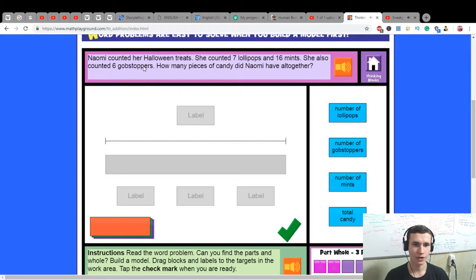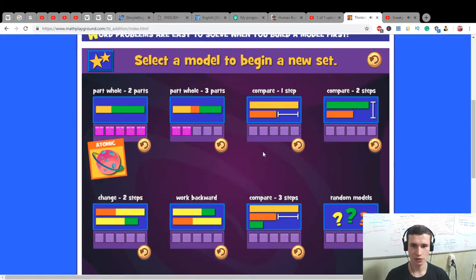Naomi counted her Halloween treats. She counted 7 lollipops and 16 mints. She also counted 6 gobstoppers. How many pieces of candy did Naomi have all together? I want to go to the thinking box because I know how to solve it.